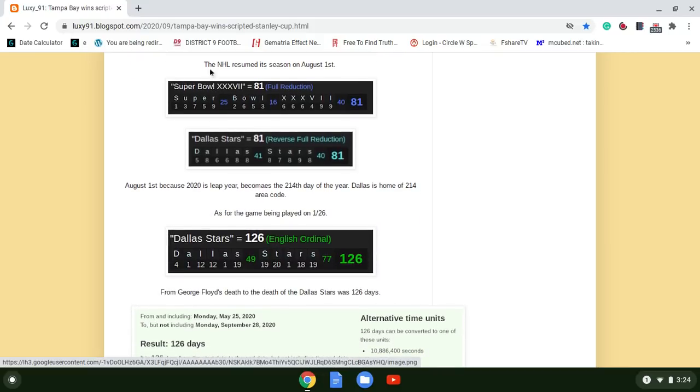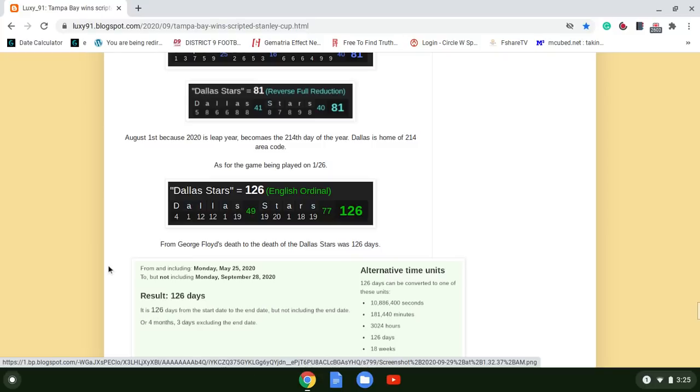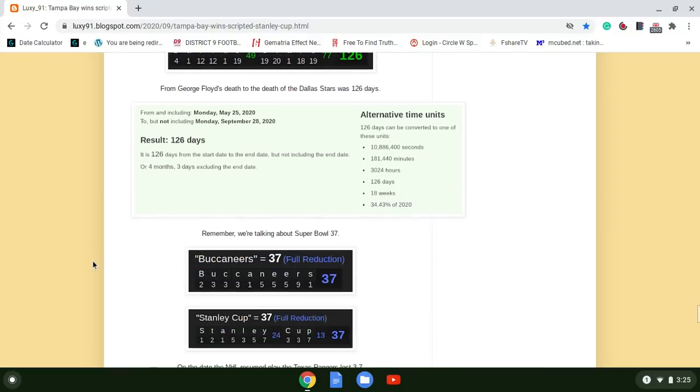So the NHL season resumed on August 1st, 8/1, like how Super Bowl XXXVII is 81. Dallas Stars is also 81. August 1st, because it's a leap year, becomes the 214th day of the year. Dallas is home of the 214 area code. The game was played on January 26th. Dallas Stars is 126. From Floyd's death to the death of the Dallas Stars, September 28th, was 126 days. That's how perfect they have it.